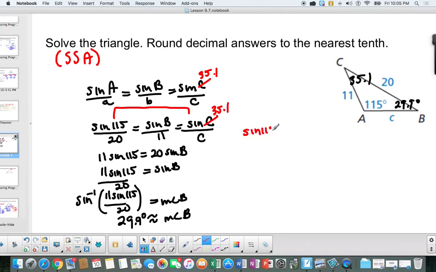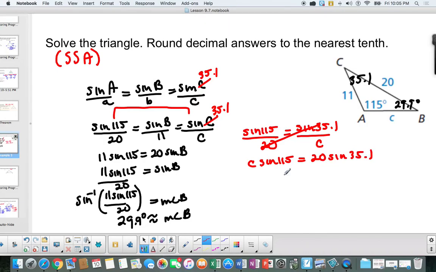And now I'm going to use these two to help me find C. So I'm going to write sine of 115 over 20 is equal to the sine of 35.1 over C. I'm going to cross multiply. And so this is going to be C times the sine of 115 equals 20 times the sine of 35.1. And then C is 20 times the sine of 35.1 all over the sine of 115. The calculator can take this. So don't go to your calculator until you get to a point that you have everything to one side. And when I put that quantity in the calculator, I get C to be approximately 12.7. So I found all my angles and all my sides of my triangle.